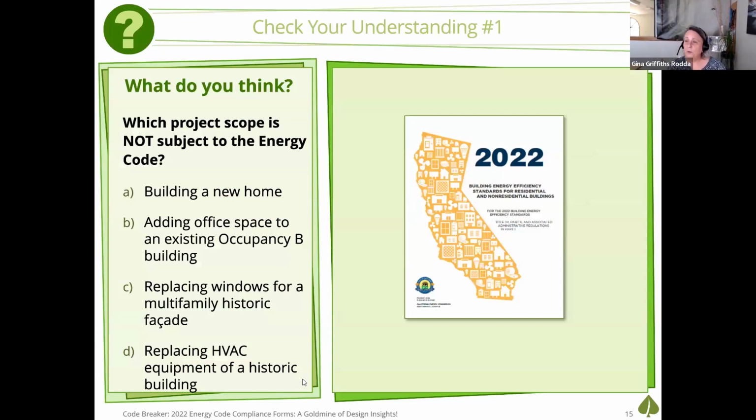So I have a question for you guys. I'm hoping you guys will answer in the chat. This is the fun part about Energy Code ACE offerings. Which project scope is not subject to the energy code? Are you subject to the energy code when you're building a new home? Are you subject to the energy code when you're adding office space to an existing occupancy B building? Are you triggering the energy code when you're replacing windows in a multifamily historic facade? Do you trigger the energy code when you're replacing an HVAC piece of equipment of a historic building? Which one of these, A, B, C, or D, does not trigger the energy code?